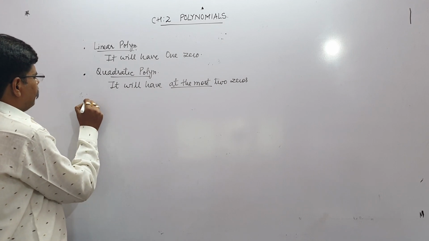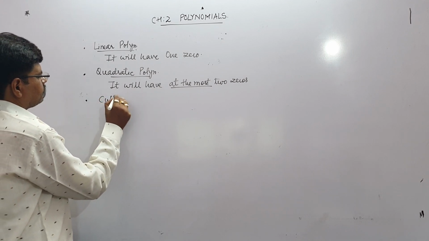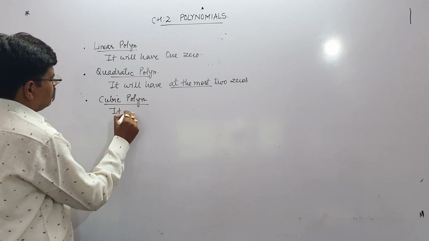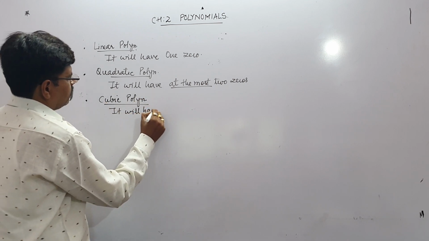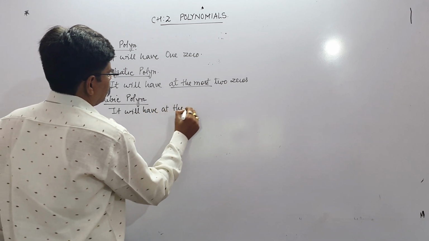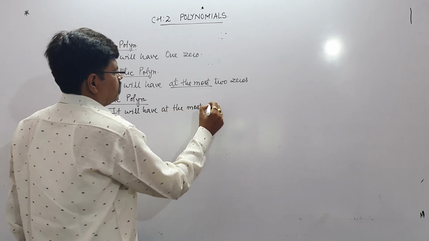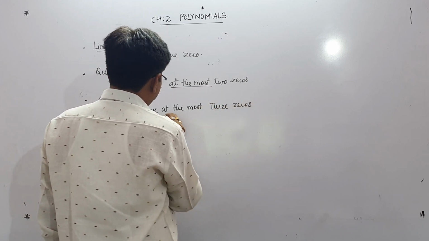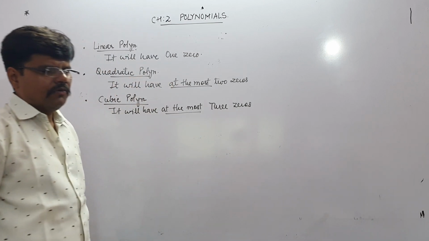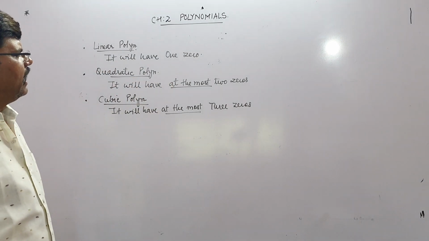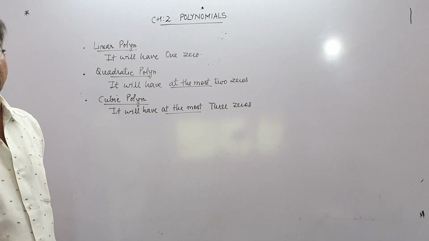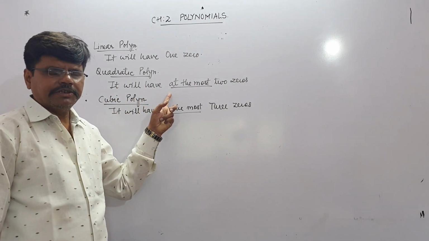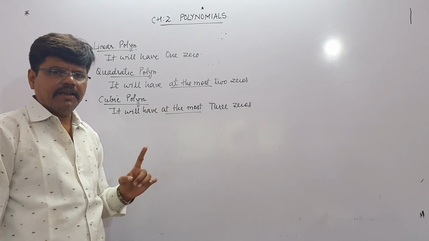If it's a cubic polynomial, it will have at the most 3 zeros. This is a very important point to remember for all the 9th standard students as well as for those coming up for 10th. The bifurcations of these 2 zeros and 3 zeros you will study in your 10th standard.